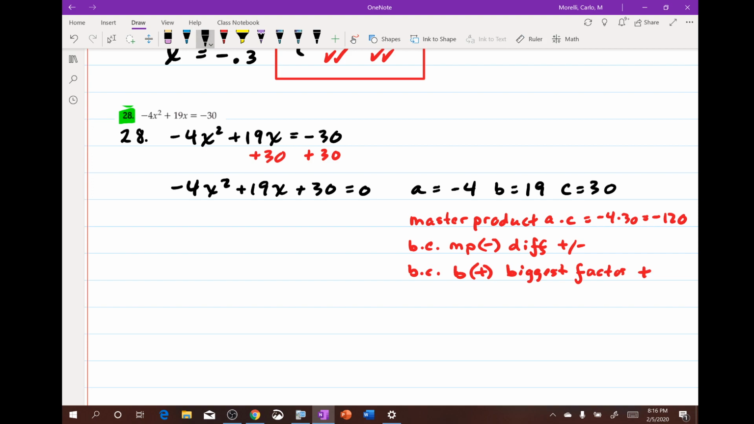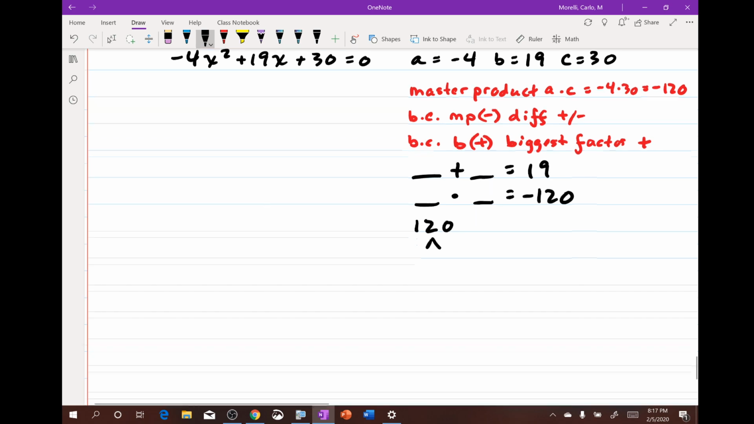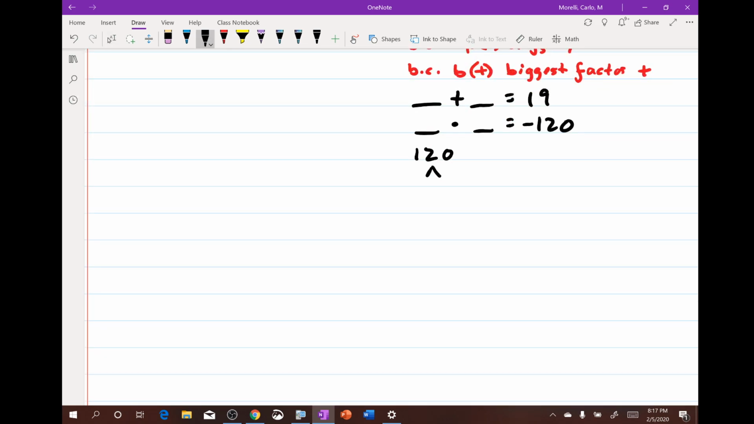So let's do the game. The factors have to add to equal 19 and multiply to equal the master product of negative 120. So what I want to do for this one is break down 120 because it's a big number. We'll do 1 times 120, and then 2 times 60, 4 times 30, 8 times 15, and 24 times 5.